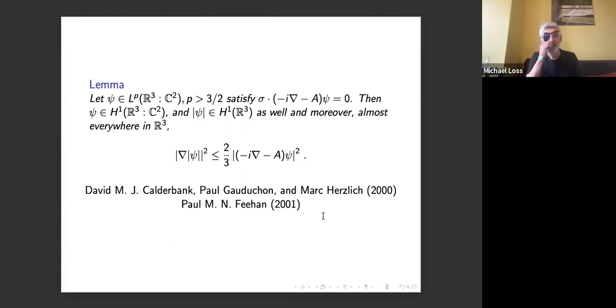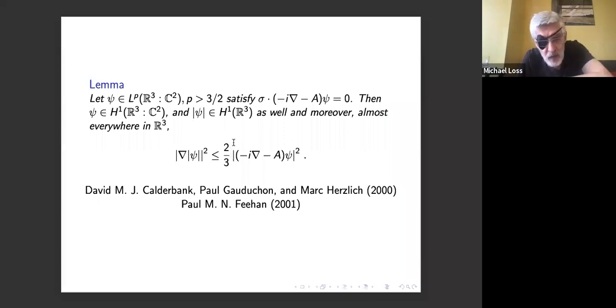Here's a lemma. And this lemma says, if you have a zero mode, right? Sigma dot minus i grad minus A psi equals 0, and psi is in L^p for some p bigger than 3/2. Then we know that psi is in H1, and the modulus of psi is also in H1. And moreover, almost everywhere in R^3, you have a pointwise inequality, namely that the gradient of the modulus of psi squared is now, which of course is certainly less than this thing here, but now you have also a factor of 2/3 in front.